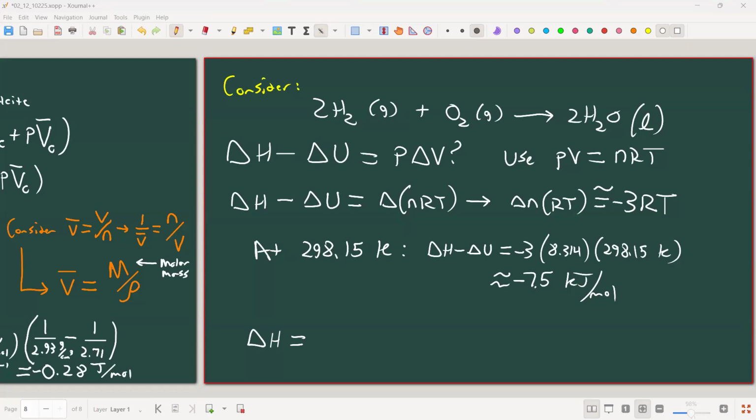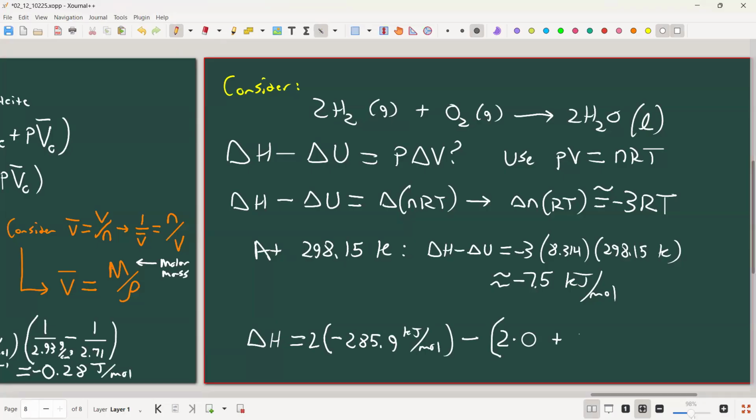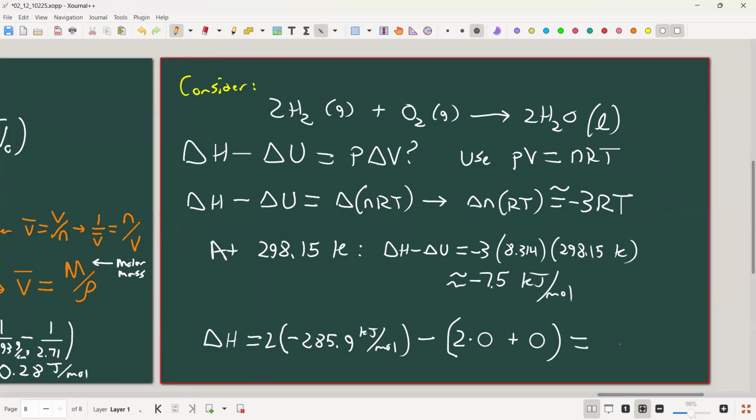The enthalpy of this system is equal to 2 times the enthalpy of water, right here. We'll go through this math next class in case you're not clear exactly what's going on at the moment. The enthalpy of water is minus 285.9 kilojoules per mole. And we're going to subtract from it the sum of the enthalpy of H2, which is 0, plus the enthalpy of oxygen, which is 0. So the total enthalpy of this reaction is 2 times minus 285. That's roughly 600. What is that?